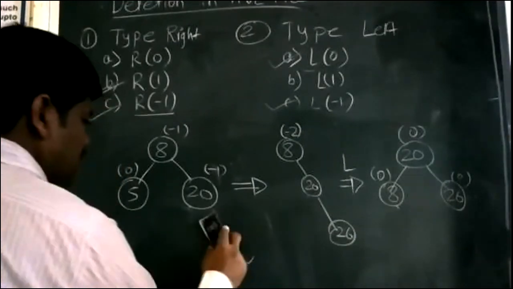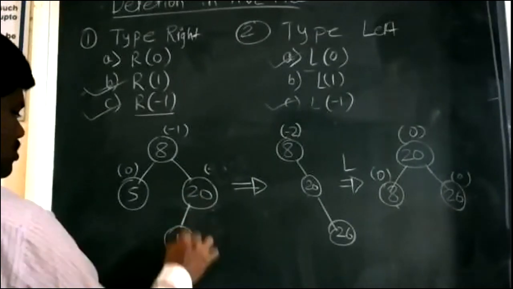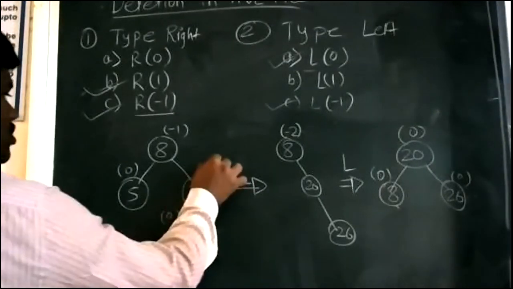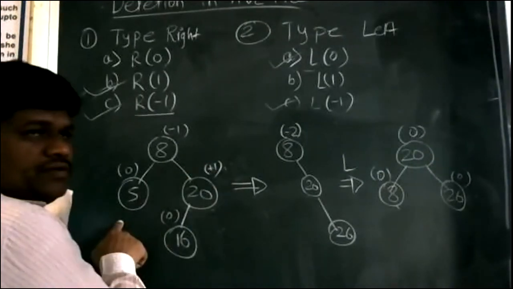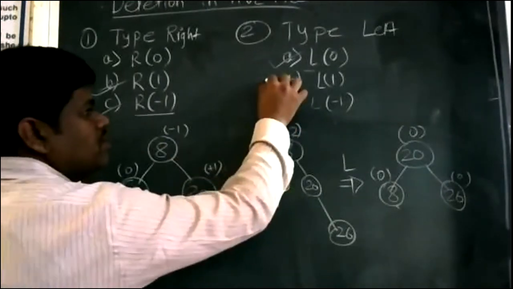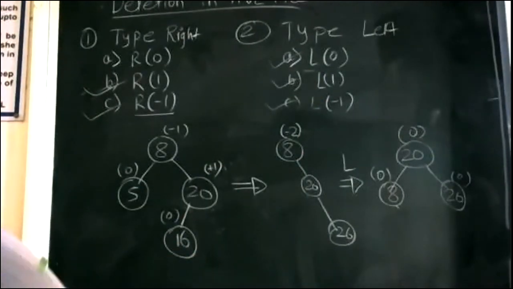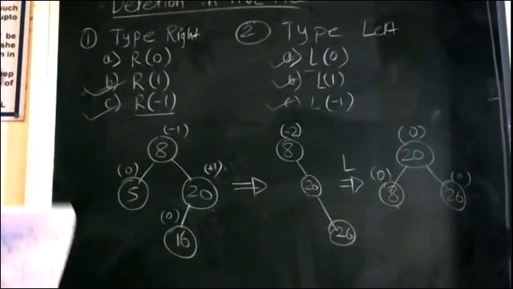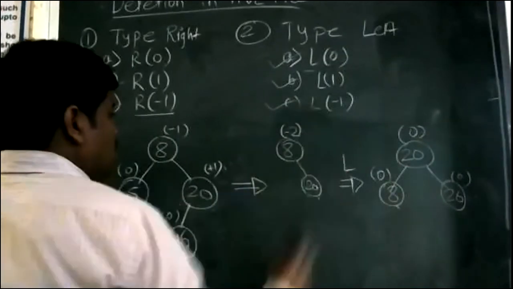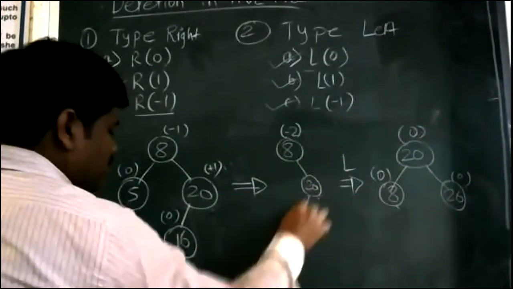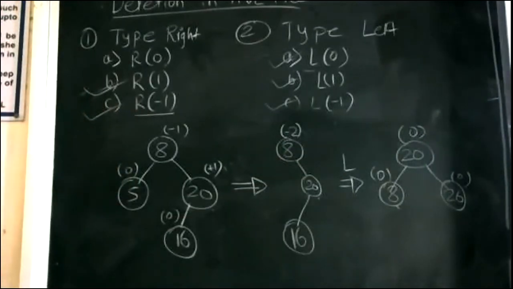Now after that, next one. 16. Right. Here, what is the value? 1. Now, here I want to delete 5. Now, this type of deletion is coming under L of what? L of 1. Okay. Now, after deletion of 5, so what will be the tree? So 16. Now, what type of operation you need to perform?